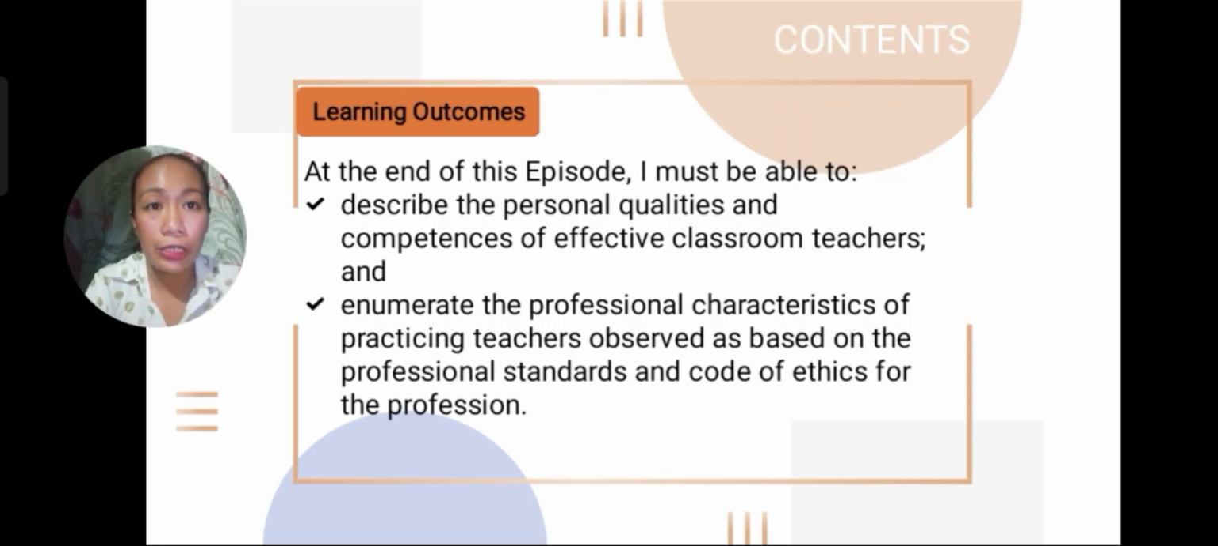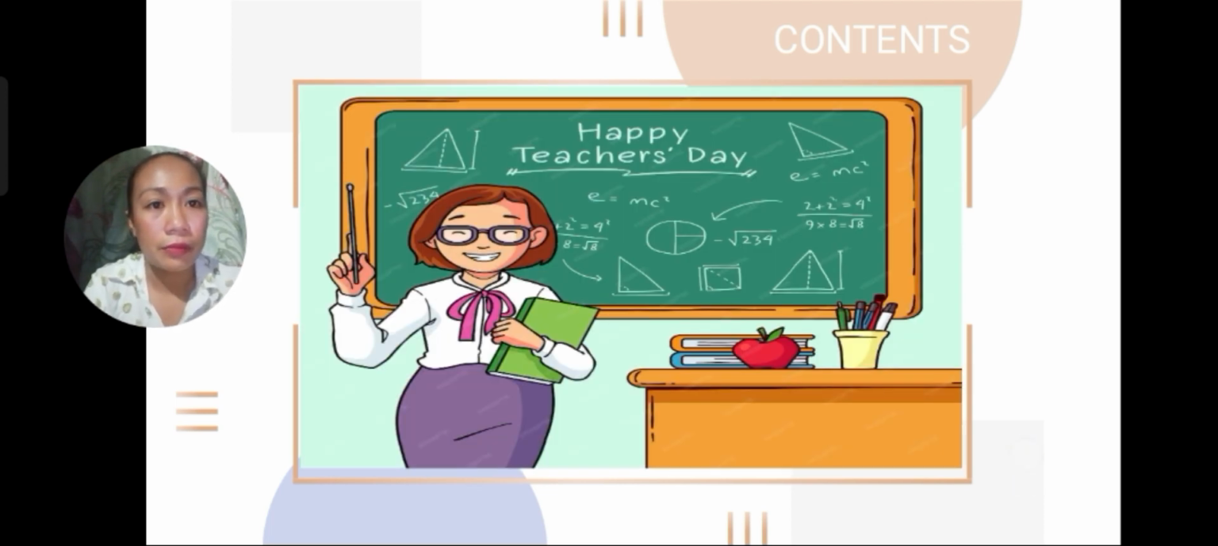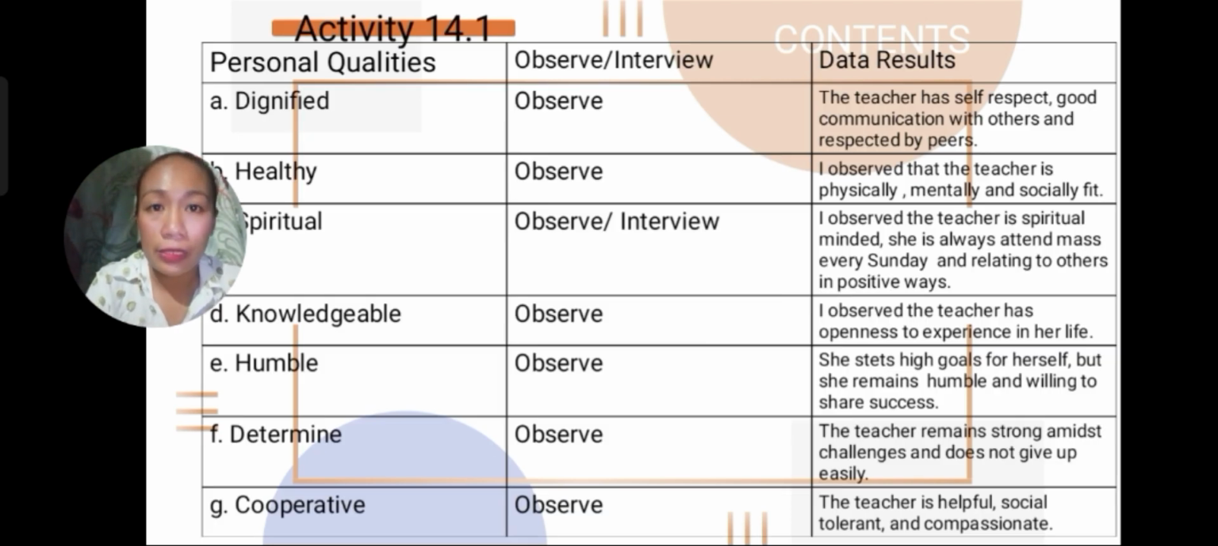So here are the learning outcomes. At the end of this episode, I must be able to describe the personal qualities and competencies of effective classroom teachers and enumerate the professional characteristics of practicing teachers as observed, based on the professional standards and code of ethics for the profession. So here are the personal qualities of a teacher.